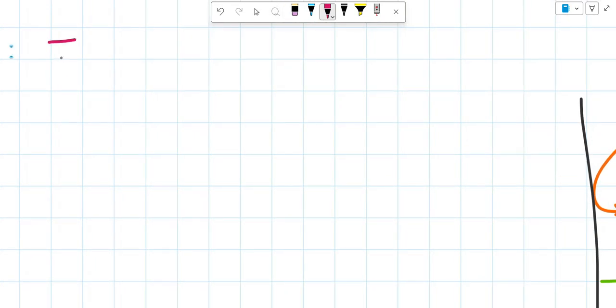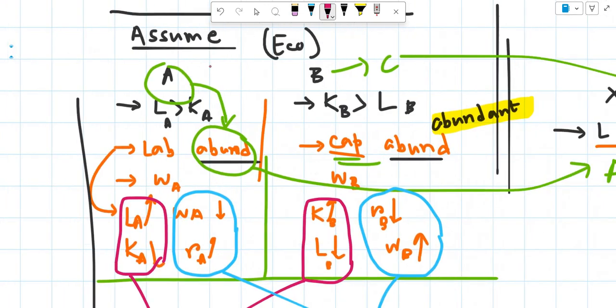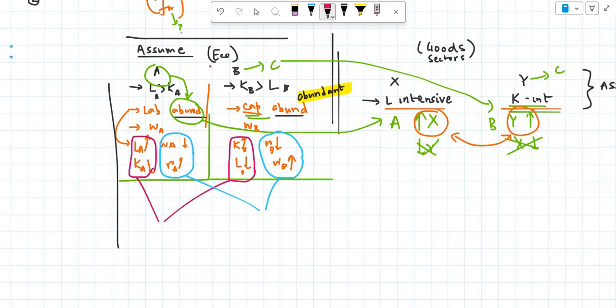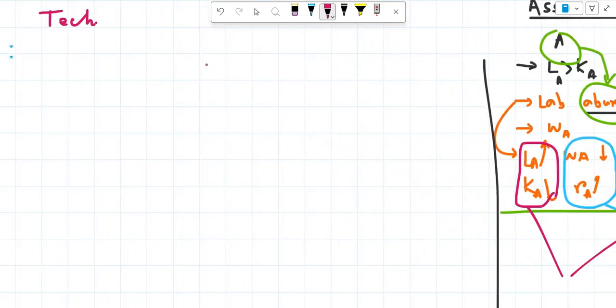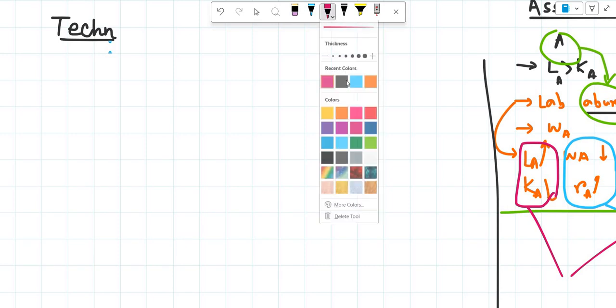In today's video, we are going to be looking at the technical side of the Heckscher-Ohlin model. We discussed the Heckscher-Ohlin model in a very brief overview before. So today we are going to be looking at the technical aspect, which basically deals with some sort of mathematical expression for the Heckscher-Ohlin model. And there are actually two ways of thinking about this model.